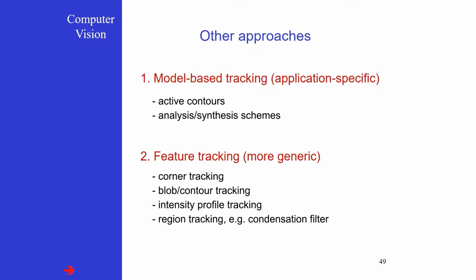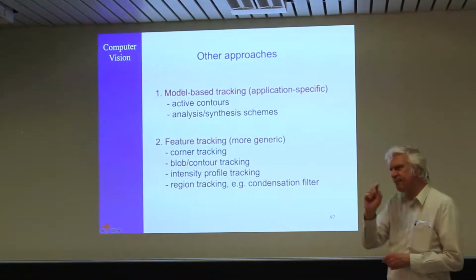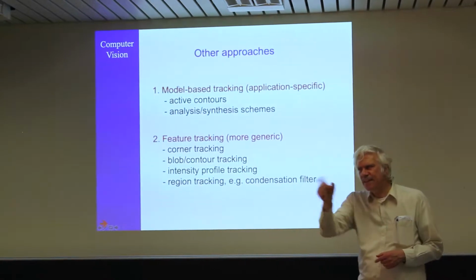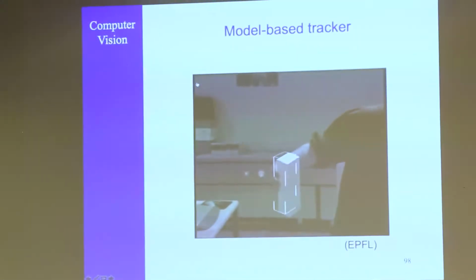Now, tracking by detection is also a new area, and you will hear more about that probably when discussing deep learning. You detect something, and then repeated detection over time leads to a track, so you can follow in that way. Here's an example of one of these very model-based tracking schemes.